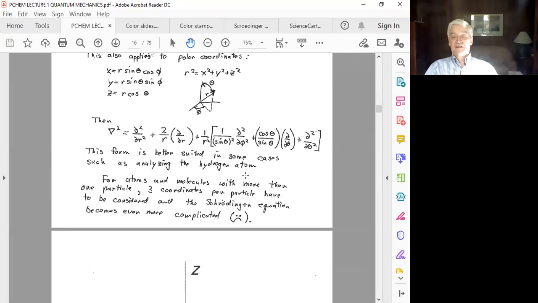Okay, so this is now the background of the mathematics that we're going to be talking about. Let me just read this last statement on this page here. For atoms and molecules with more than one particle, 3 coordinates per particle have to be considered, and the Schrodinger equation becomes even more complicated. So it turns out, ever since the Schrodinger equation came about, the main problem has not been knowing what the potential function is, but the problem has been in doing the math.